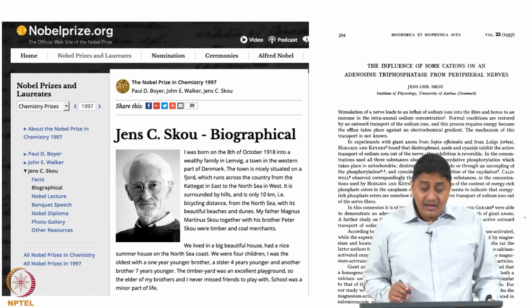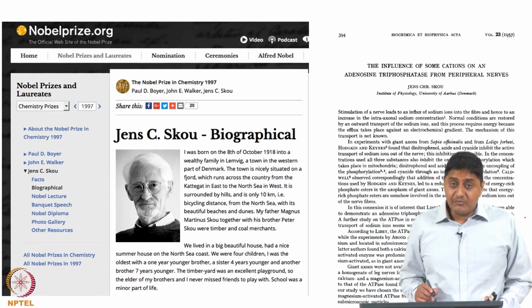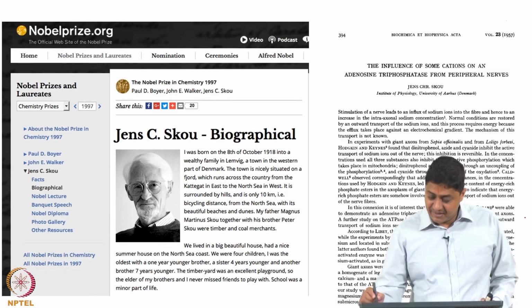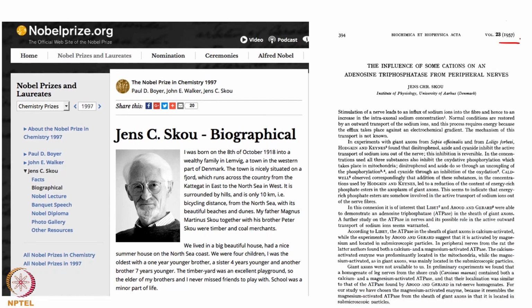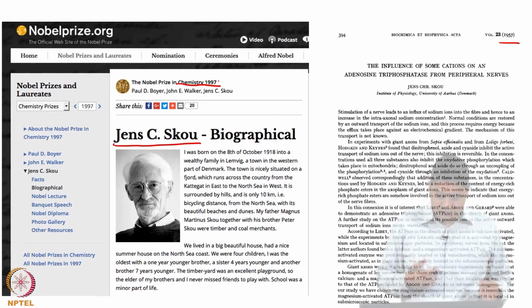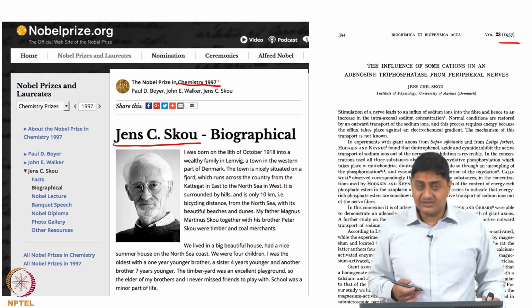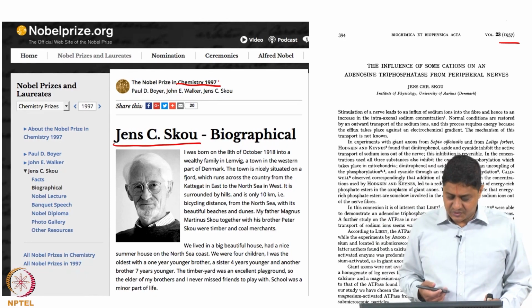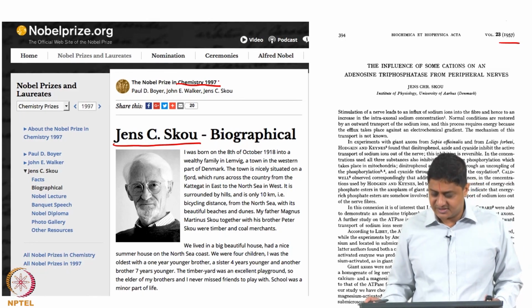For the discovery of this important function, this paper was published in 1957, and Dr. Jens Christian Skou was awarded the Nobel Prize in Chemistry in 1997. So, an important discovery, very impactful. Dr. Jens Christian Skou was a Danish physician who contributed to this field of research in a great manner. So, he received the Nobel Prize in Chemistry in 1997.